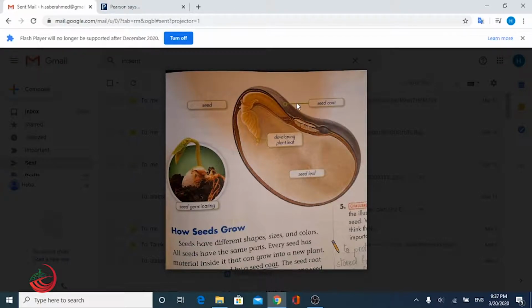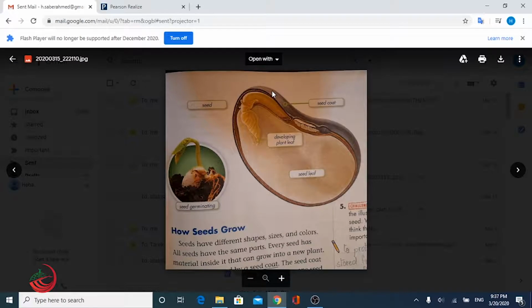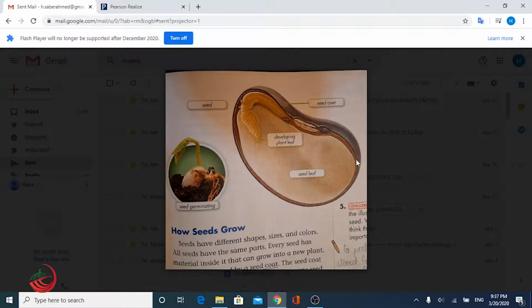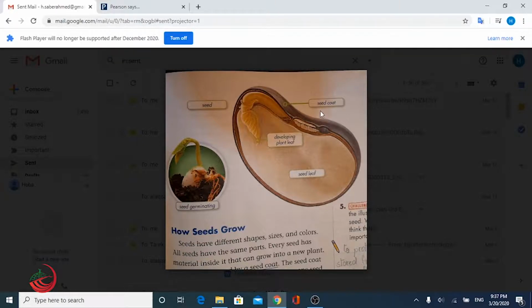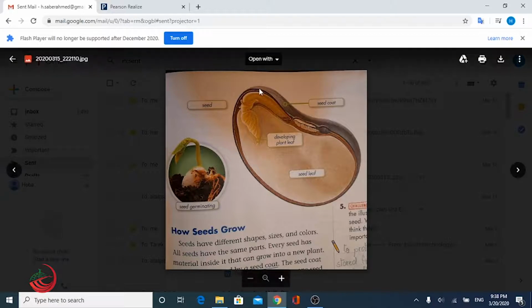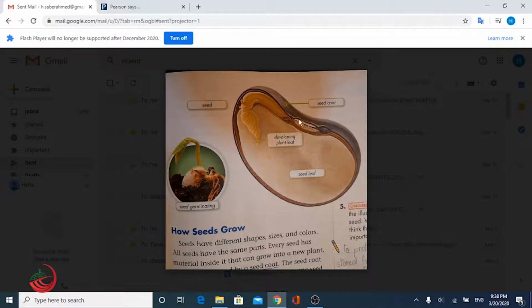I want you to imagine yourself without a coat in the winter. How would you feel without it? You are not protected from the wind and air. What about the bean? The seed coat for the bean has the same function. It protects the bean.